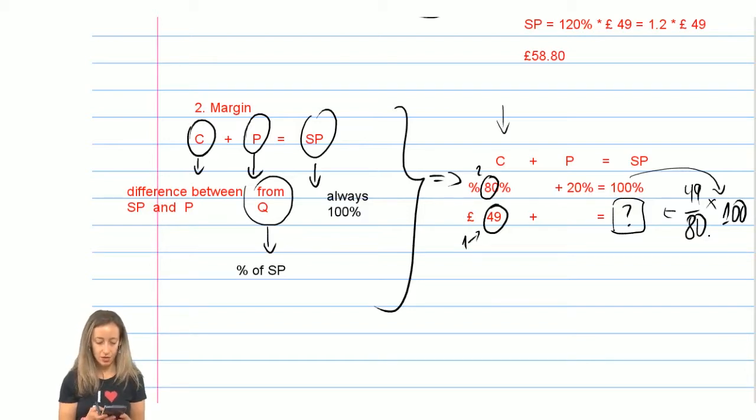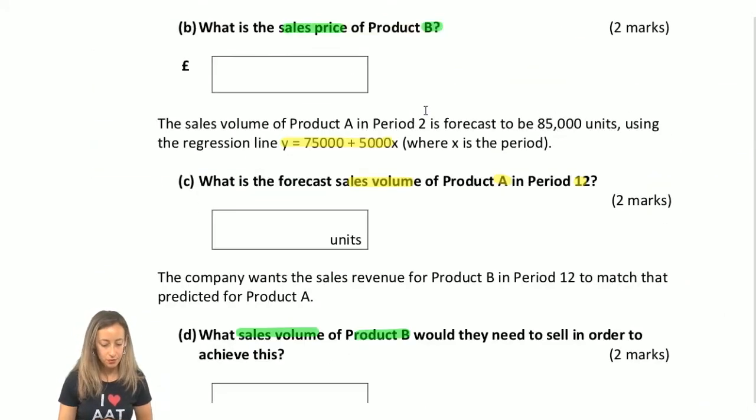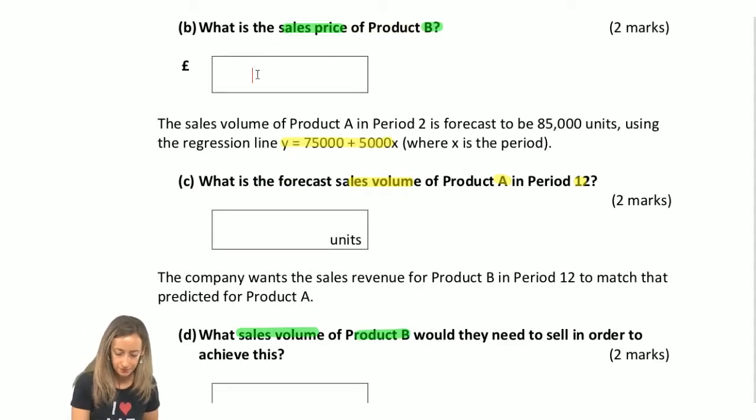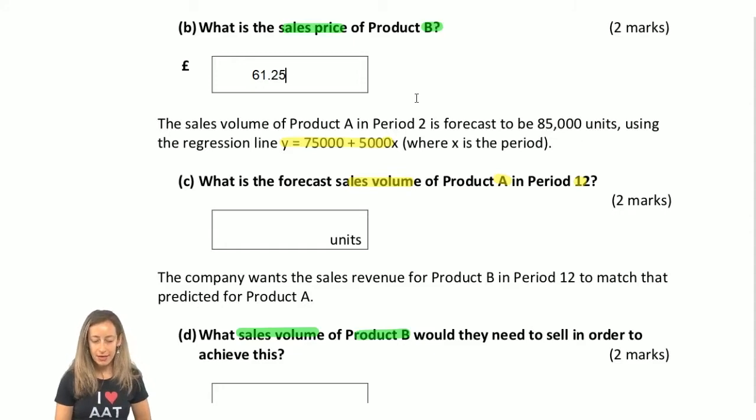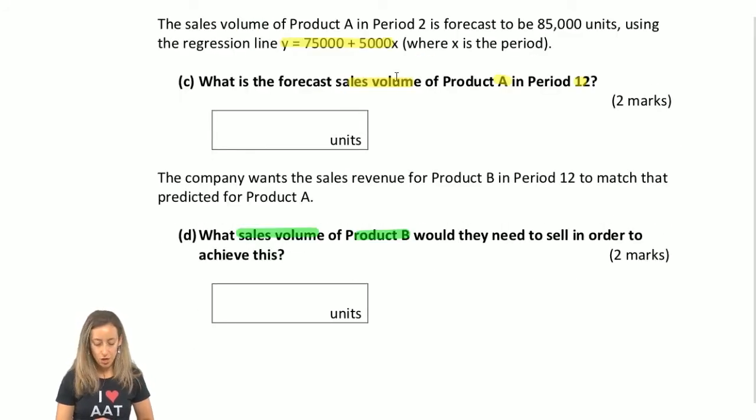Okay, times 100. Well, if I'm right, which I always am, I can tell you that this is now 61.25 pounds, isn't it? There you go. And now we've used it. We've used sales margin. We've got the answer right, 61.25. We can put this one in our little box here. We've got 4 marks already, and we are halfway through.